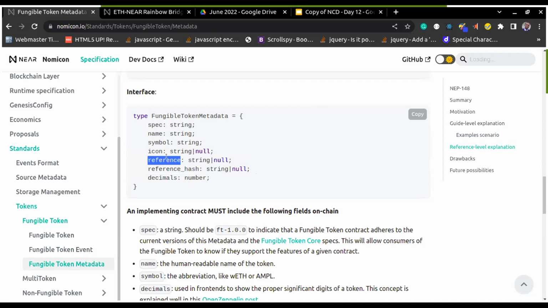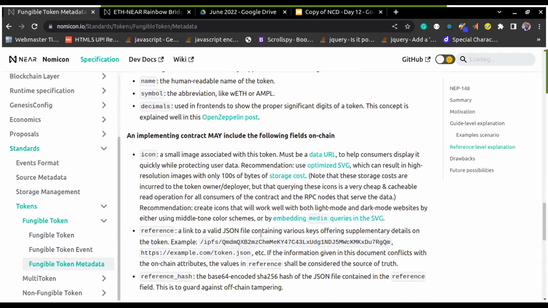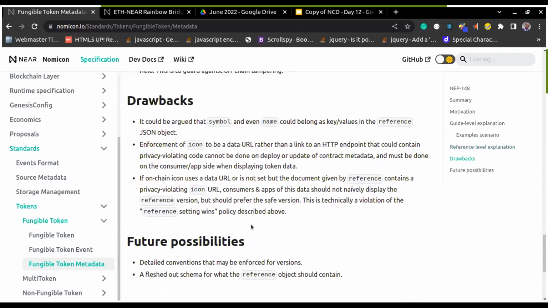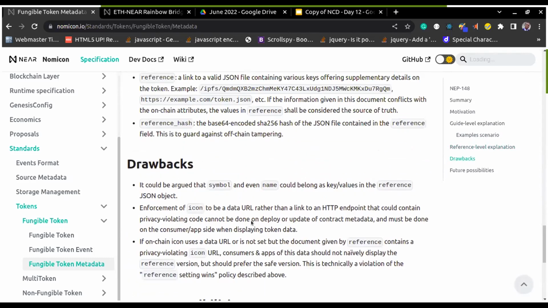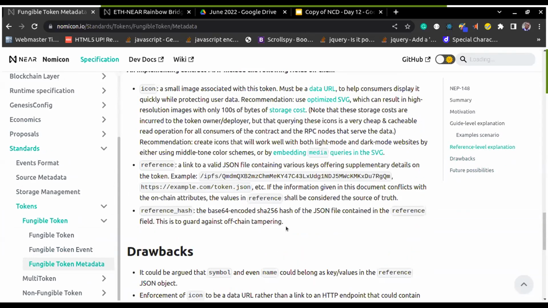If you're going to provide a reference, in this case an external file describing the metadata, then you must provide its hash. That way we are able to validate the correctness of the data within that file. So we've just talked about all this, and you can always read more on that. So that is it about the fungible token smart contract.